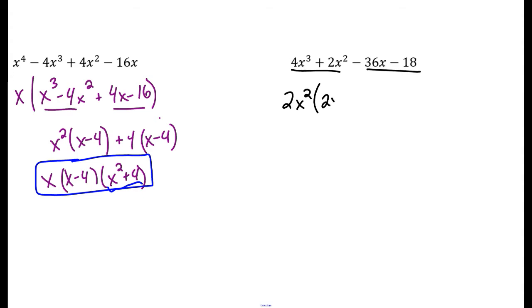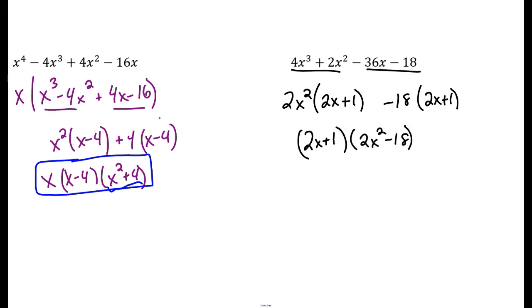And I'm left with 2x. What times 2x squared is 2x squared? Plus 1. So I need a 2x plus 1 over here. What do I need to factor out? It looks like I need to factor out a minus 18. So I have 2x plus 1 times 2x squared minus 18.